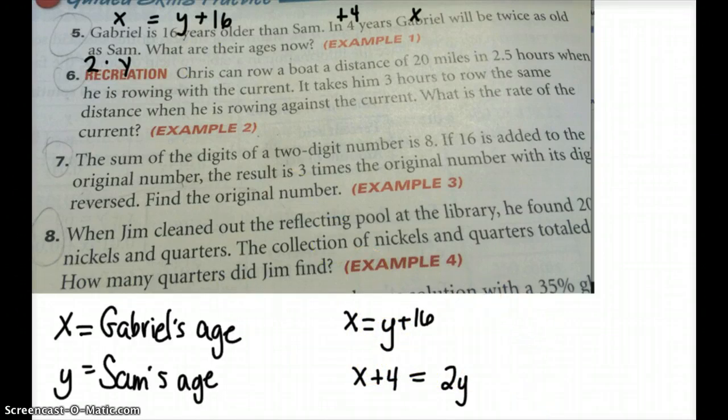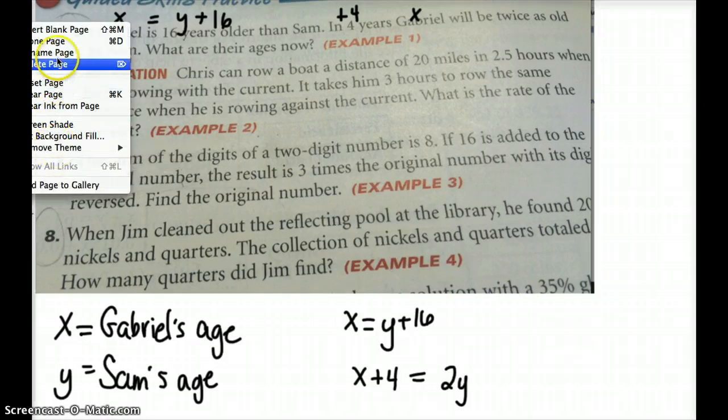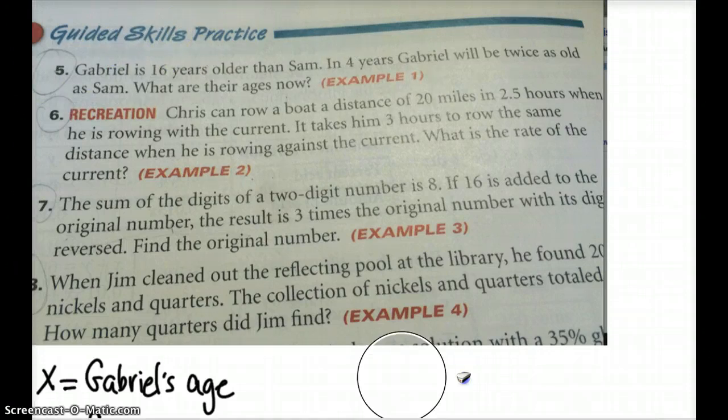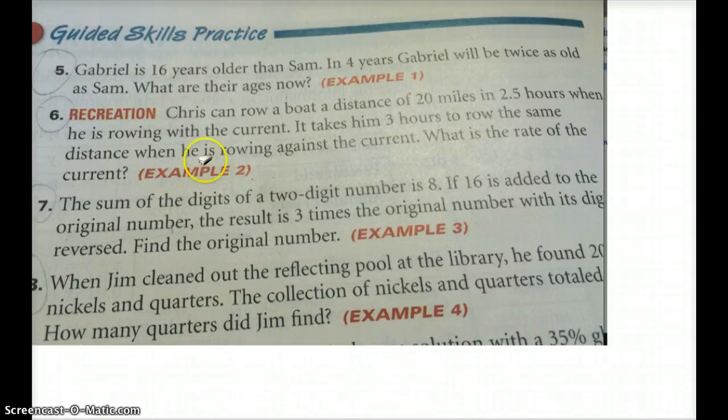Okay, now let's look at number 6. Let me go ahead and duplicate this page. Okay, let me erase this. Okay, so let's look at number 6. Chris can row a boat a distance of 20 miles in 2.5 hours when he is rowing with the current. It takes him 3 hours to row the same distance when he is rowing against the current. What is the rate of the current?